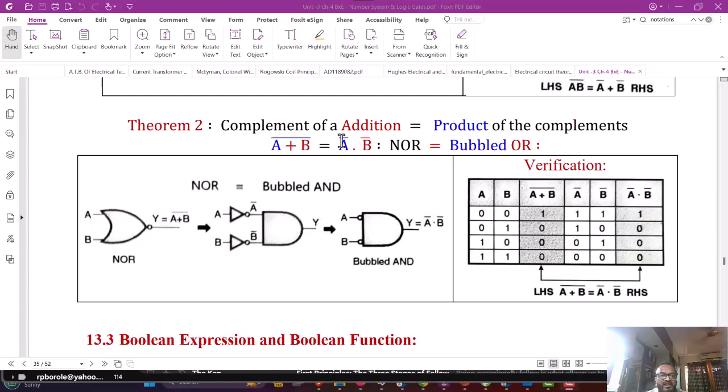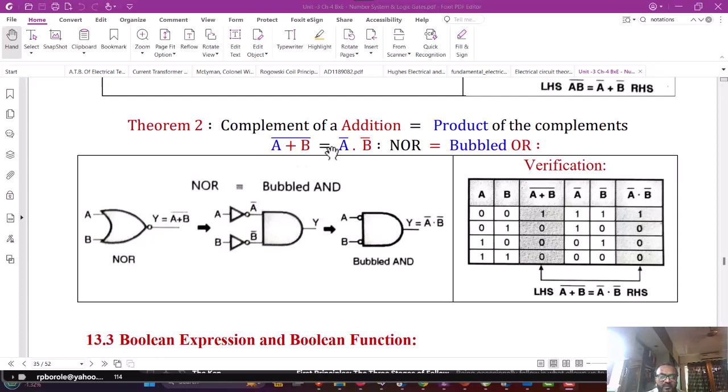(A or B) complement can be implemented by using a NOR gate. A is input, B is input. So this OR gate provides A or B as output, and this bubble inverter complements it. So you are getting the output from this NOR gate as Y is equal to (A or B) complement. The same thing is equivalent to A complement and B complement. So there is an AND operation.